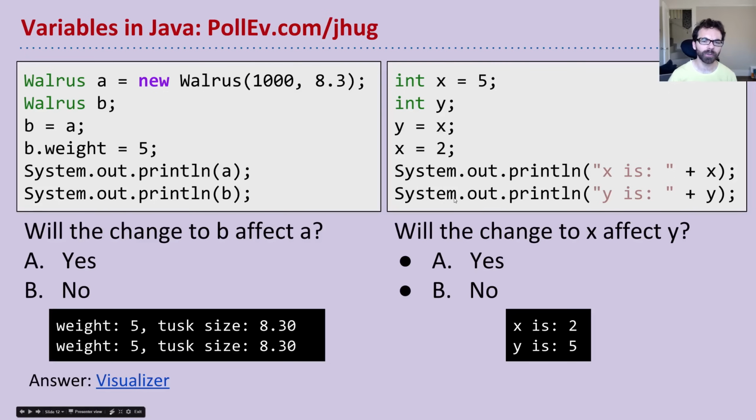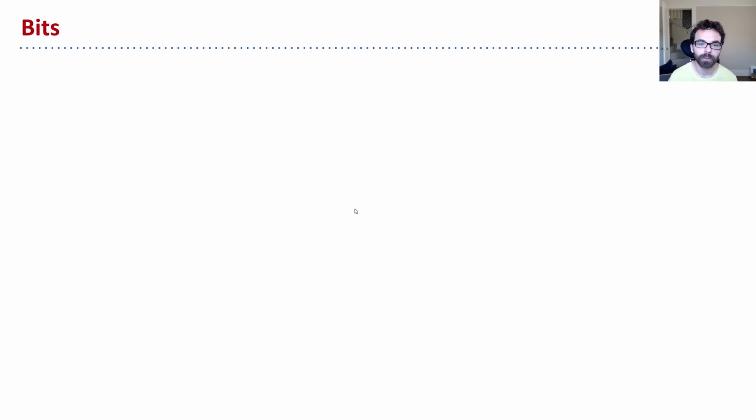I like to call this little puzzle here the mystery of the walrus. So we now know the answer to the mystery of the walrus, that is, why the walrus behaves one way and integers behave another. But we want to understand really why. And so to get to that, I'm going to explain a little bit about how computers work under the hood.